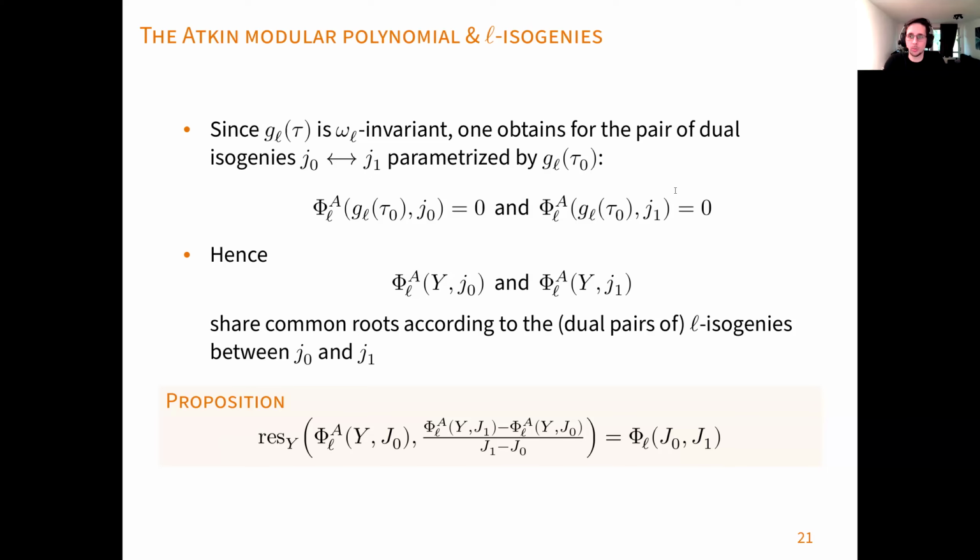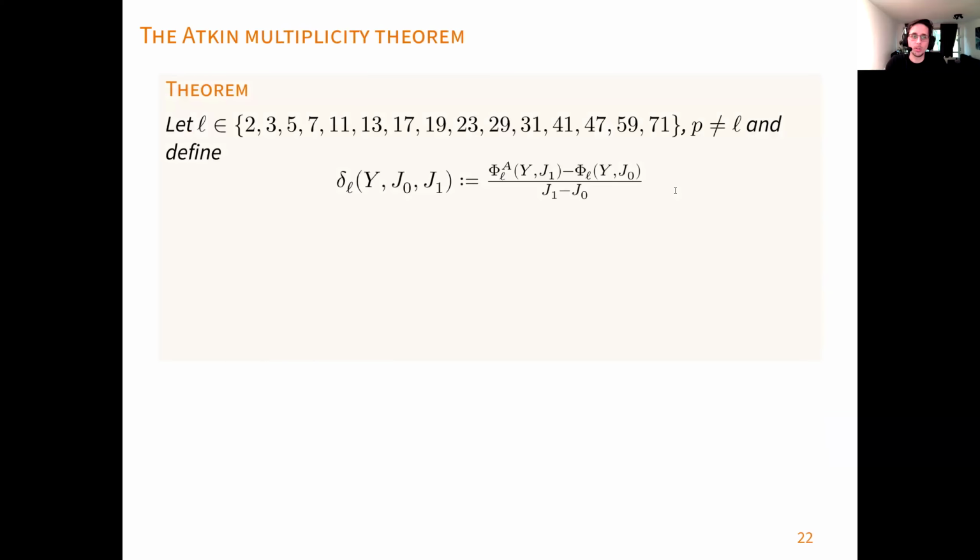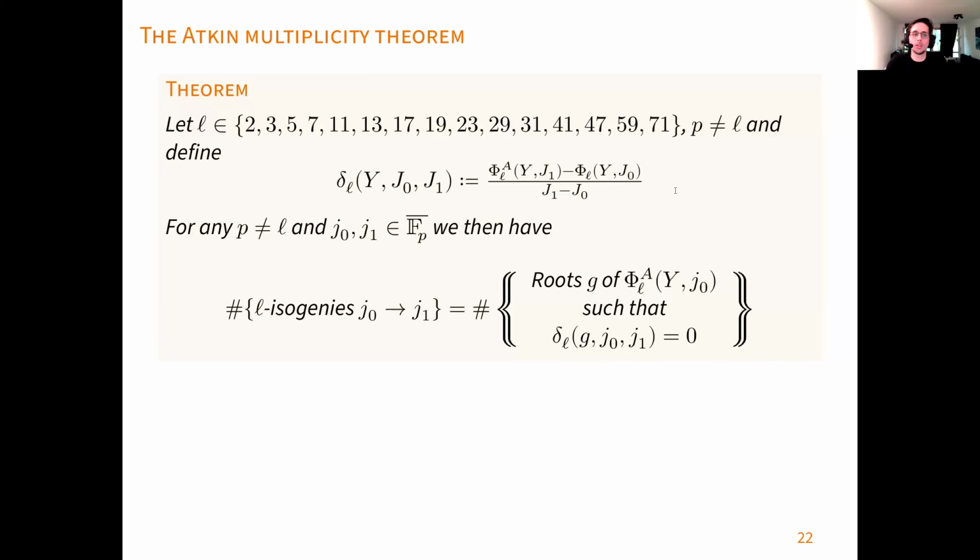So now we have achieved this resultant equation. So let's reap our rewards. Again, we start with one of these 15 supersingular primes and a characteristic that is not equal to L. And we just, for ease of notation, define this difference quotient as delta L. Then what we get just from our theorem before is that if we take any p that is not equal to L and any two j-invariants in F_p bar, then the number of l-isogenies will correspond to roots of this Atkin modular polynomial, such that this difference quotient modular polynomial, where we plug in the target and the starting j-invariant, and this g will be 0.